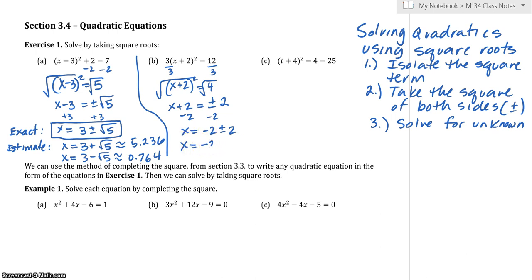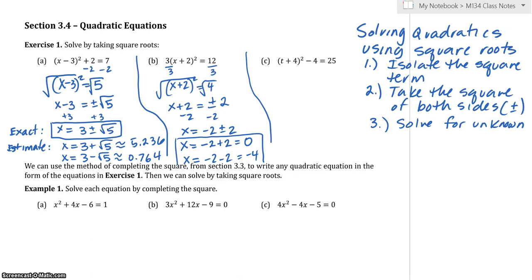So there's 2 answers. Negative 2 plus 2, which is 0. That's one answer. And then negative 2 minus 2, which is negative 4. Those are the 2 answers. There's no exact, there's no estimates there because square root of 4 is perfect.